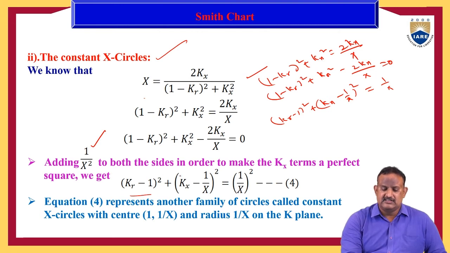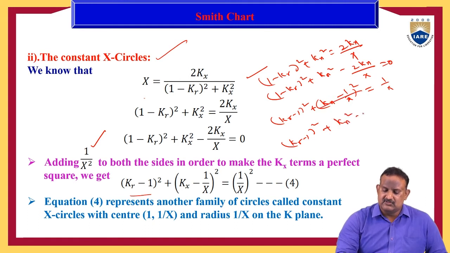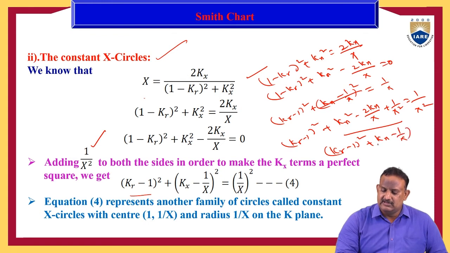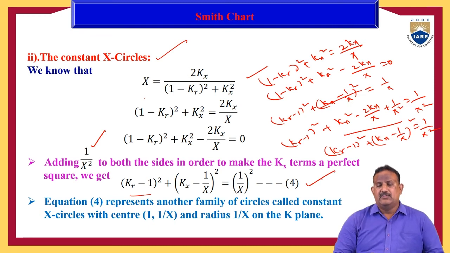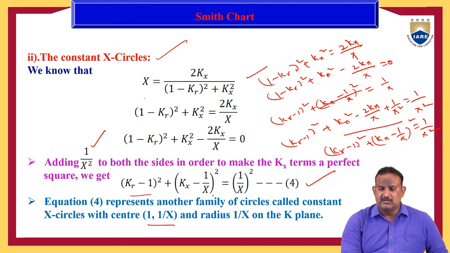We just need to add the 1 by x square term on both sides of the equation. Then we have (kr minus 1) whole square, which is already there, plus kx square minus 2kx by x plus 1 by x square equal to 1 by x square. It is just like a square plus b square minus 2ab. Therefore, it is (kr minus 1) whole square plus (kx minus 1 by x) whole square equal to 1 by x square. So equation 4 represents a family of reactance circles with center (1, 1 by x) and radius 1 by x on the k plane.